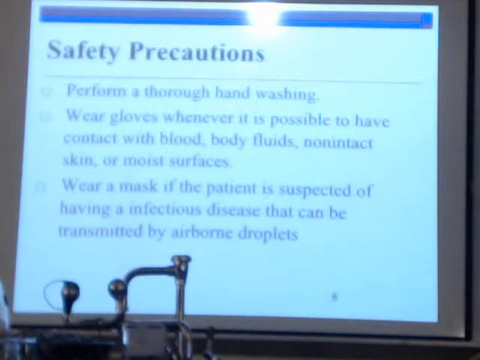We want to make sure we're wearing appropriate PPE, personal protective equipment. So if you're going to be touching body fluids, if a patient has an open wound, if you're going to have to collect urine, you're going to have to collect blood, if you're going to come into contact with skin that is sweaty or potentially infected, or has raised red areas on it, you want to wear gloves.